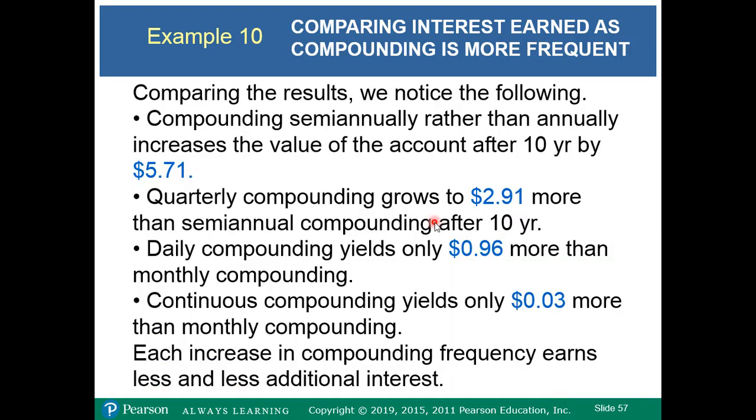Now, comparing the results, we notice the following. Compounding semi-annually rather than annually increases the value of the account by $5.71. Quarterly compounding grows to $2.91 more than semi-annually. Daily compounding grew only by about 0.96 cents more than monthly compounding.